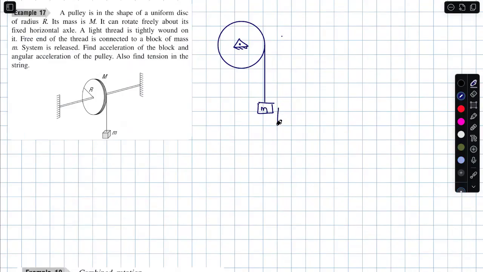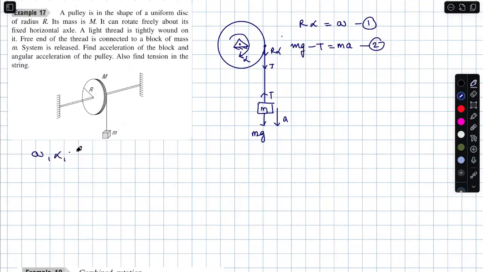Remember, let the acceleration of the block be A and the block experiences weight mg, tension T, alpha. This point will have an acceleration of r alpha. For the length of the string to remain constant, r alpha is equal to A. That is the first point. Free body diagram of this gives you mg minus T is equal to ma. Don't forget A, alpha, T. These are the unknowns in this question.